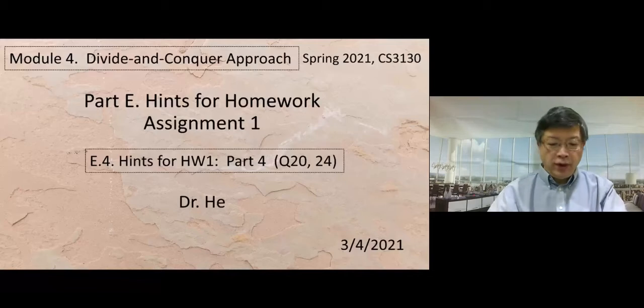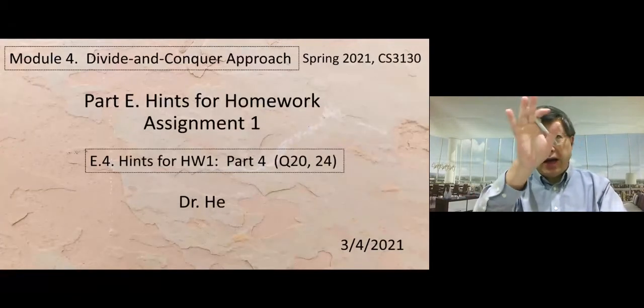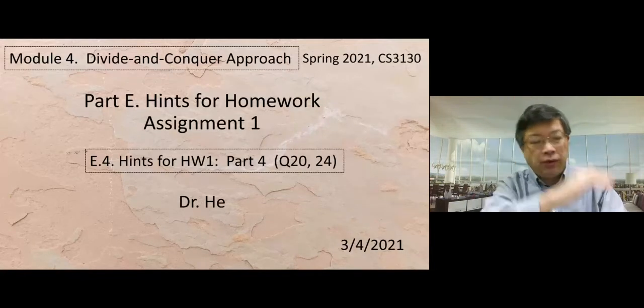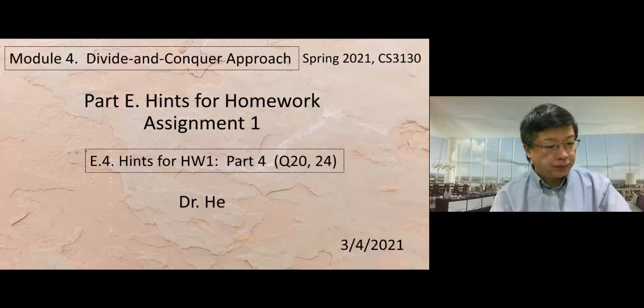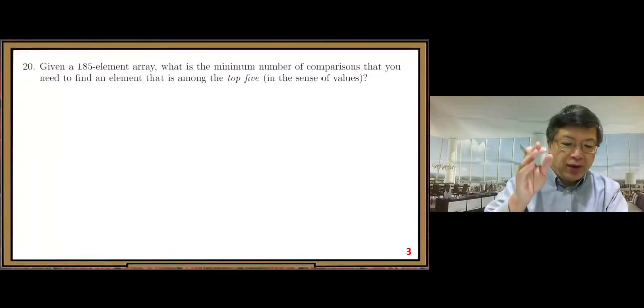Part E.4. Hints for homework 1, part 4. Last two questions: number 20 and number 24. All right, so first, question number 20.